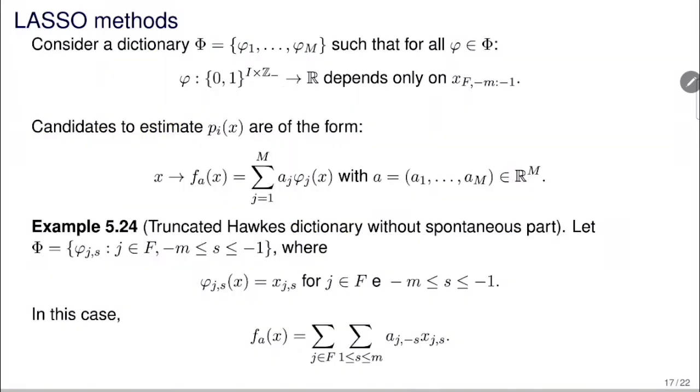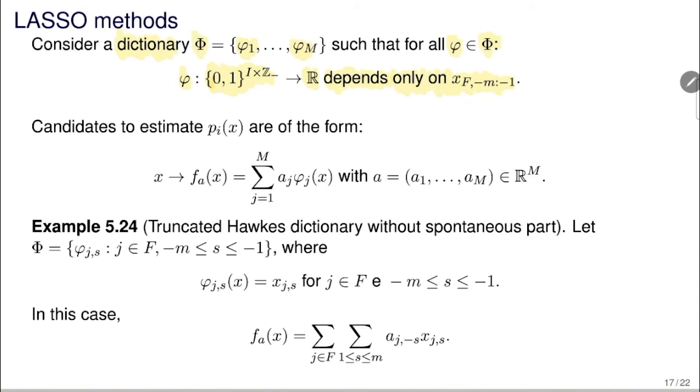Let us define formally what we mean by a dictionary. A dictionary is a set capital Phi of functions phi_1, ..., phi_M, such that for all functions in my dictionary, this function takes a configuration of zeros and ones in F times minus m to minus 1 and gives us a real number. This is a cylindrical function, which depends only on x_F from time minus m to minus 1. So the time range has size m.